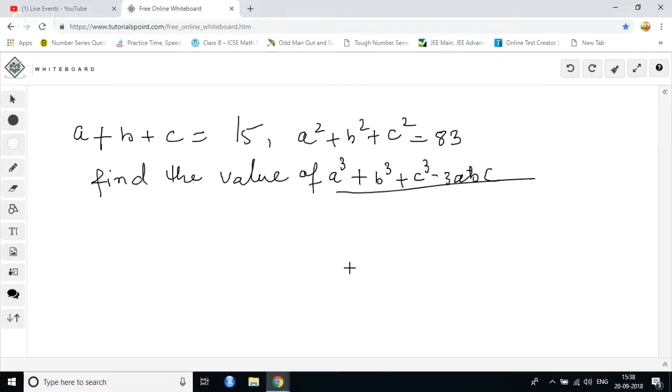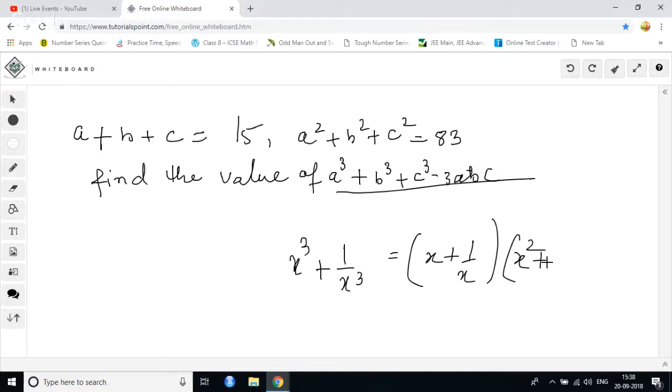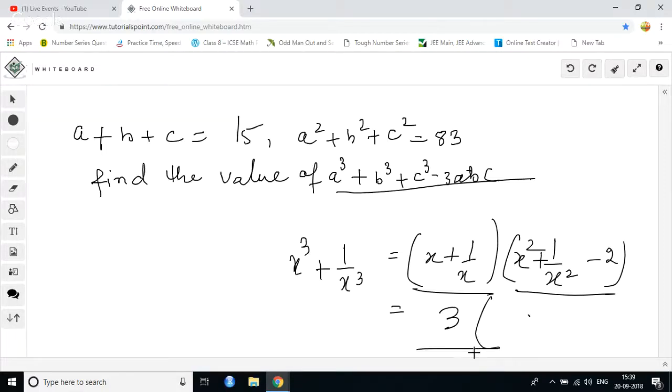Somebody is asking, can we find the previous question, x cube plus 1 by x cube, by this formula? x plus 1 by x, and that is equal to x square plus 1 by x square minus 2. Obviously you can find it. This was 3 when we calculated. I had given the value of x square plus 1 by x square, but I forgot it. From there you remove 2 and multiply it.